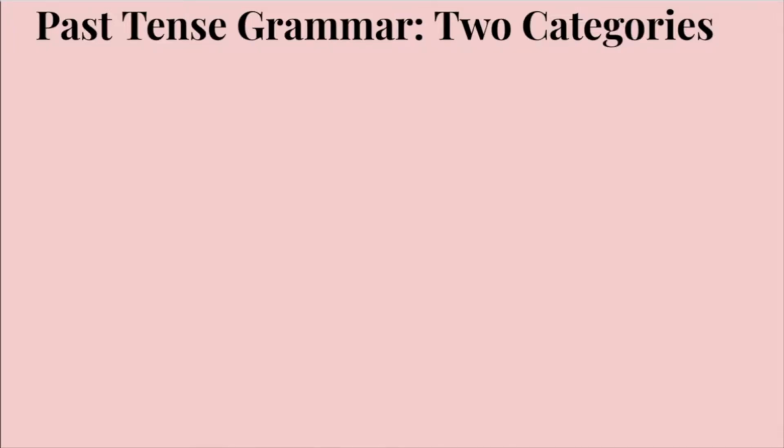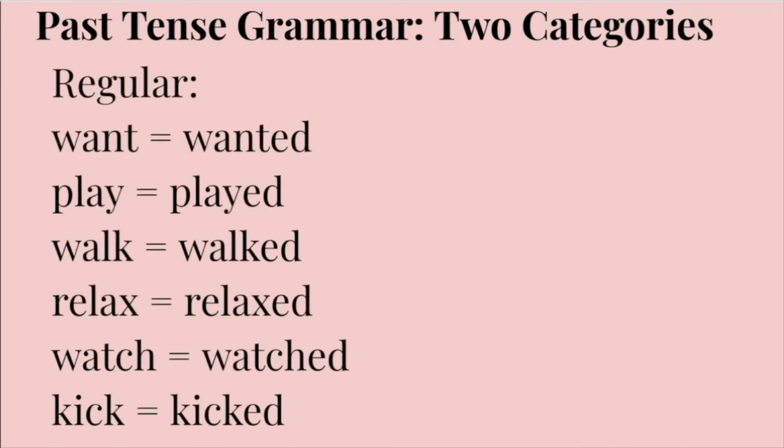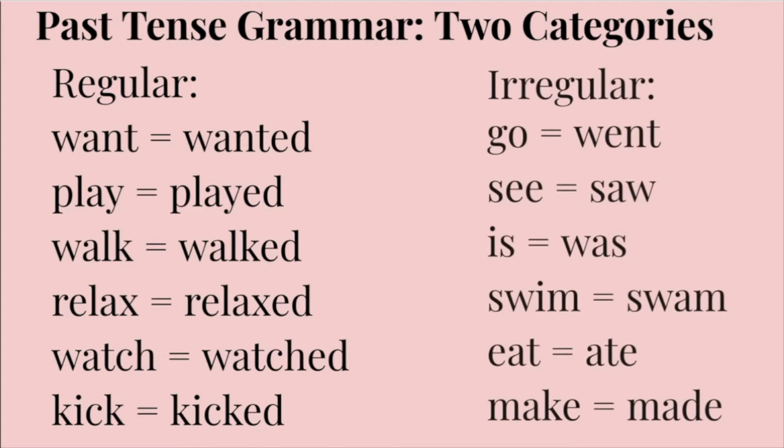So past tense grammar, there are two categories. Regular verbs add the ed on the end. Repeat after me: wanted, played, walked, relaxed, watched, kicked. Irregular: went, saw, was, swam, ate, and made.